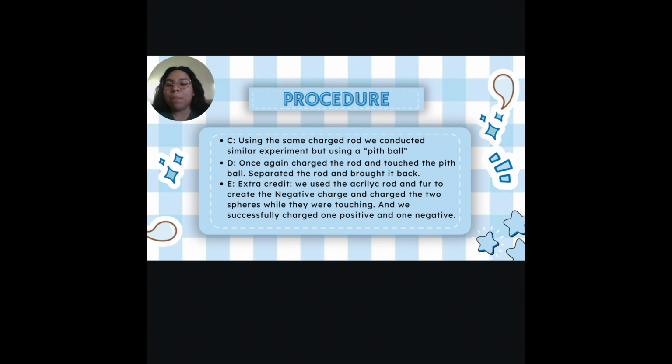And then for our final part, part E, which was extra credit, we used the acrylic rod and the fur to create the negative charged rod, and then charged the two spheres that we had. We put them together so that they were touching, and then we only charged one of the spheres using that rod. That rod was negative, so the sphere would be left positive, and because they were touching, the sphere being touched with the rod would remain positive, and then all the electrons would move to the other sphere, creating a negative charge. And then we were successful in charging one sphere positive and the other negative.